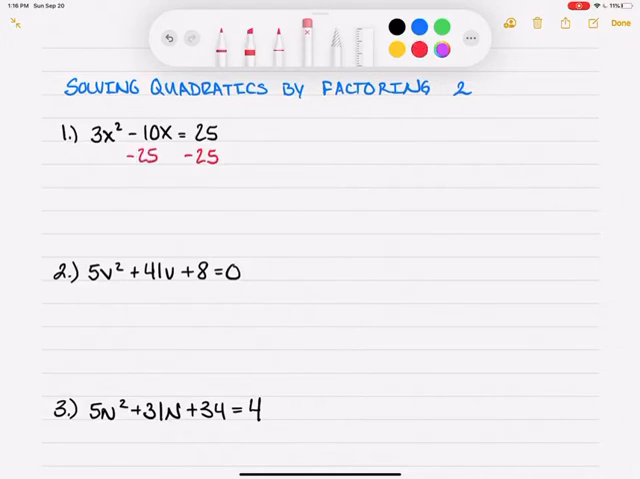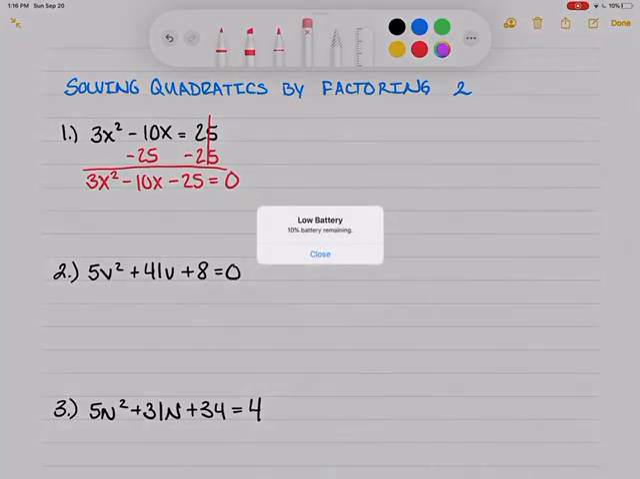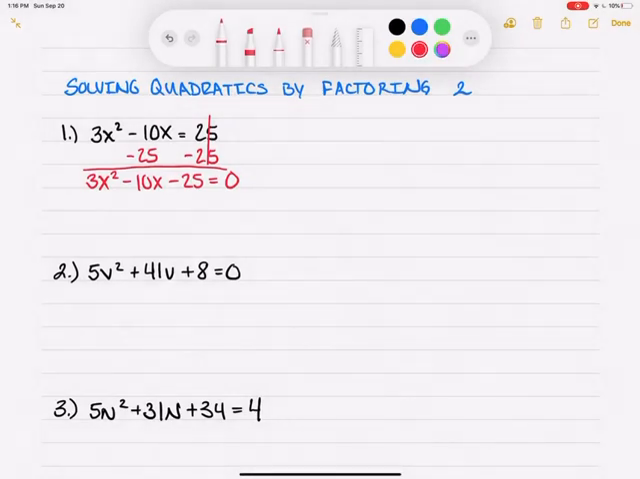Now I'm not subtracting it from 10x, I'm just moving it over. I can't actually subtract it from anything on the left side. I just have to write it down. I'm just going to add negative 25 to the very end, and then it equals 0. Again, I'm not subtracting it from 10x at all.